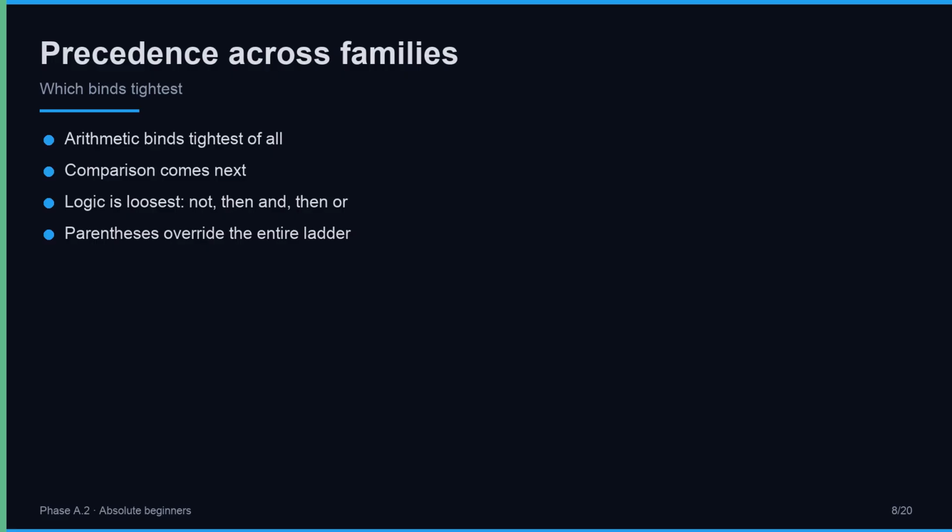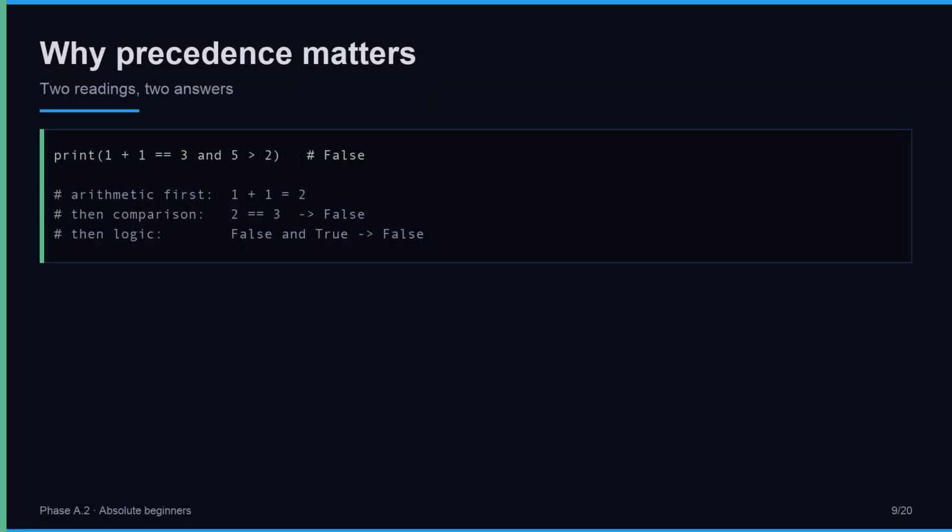Which binds tightest? Here is precedence in action. 1 plus 1 equals 3 and 5 greater than 2. Python does not read this left to right at random. It computes arithmetic first: 1 plus 1 is 2. Then comparison: 2 equals 3 is false. Then logic: false and true is false. So the whole line is false, even though 5 greater than 2 alone is true. Knowing the order lets you predict this without running the code. That predictability is the whole point of precedence.